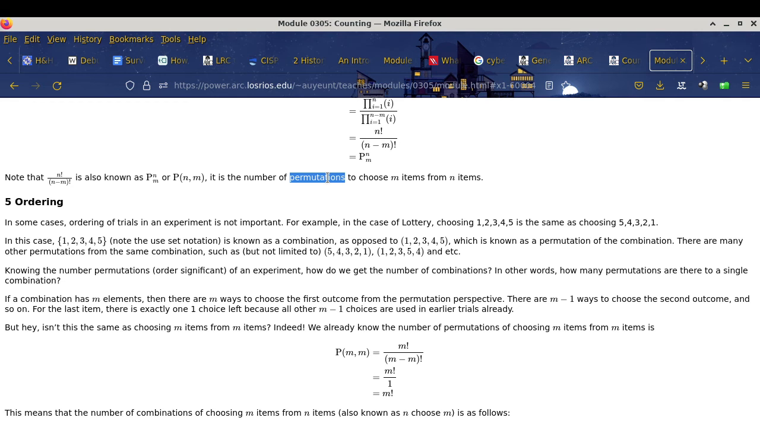Say that one more time. It matters. The order matters because you removed an element out of the total number of choices. Almost. It is important because 1, 2, 3 and 3, 2, 1 are considered 2 distinct outcomes. They're counted as 2 different outcomes as opposed to looking at 1, 2, 3 and 3, 2, 1 as 1 single outcome.